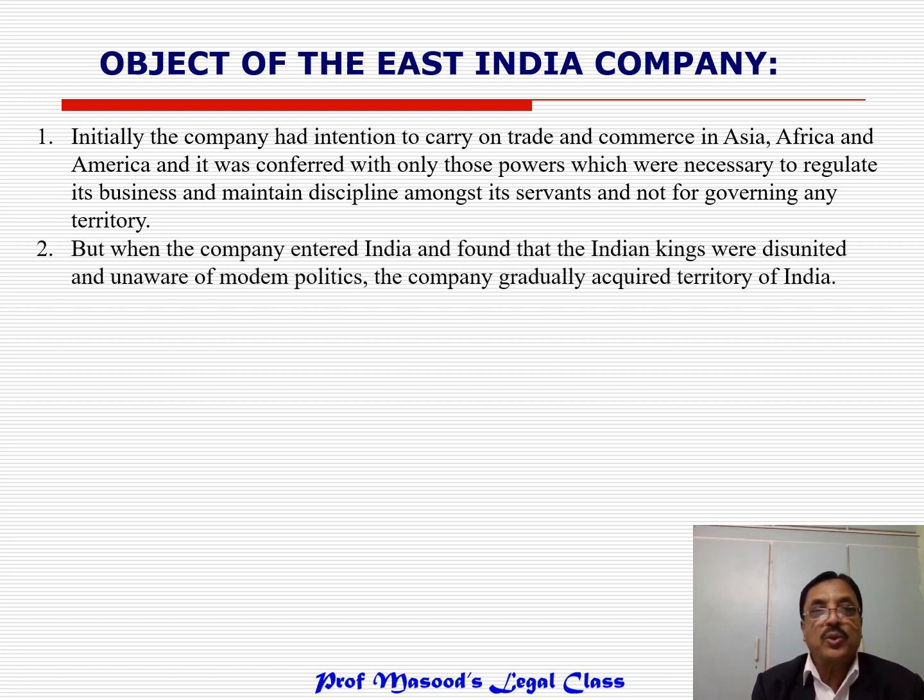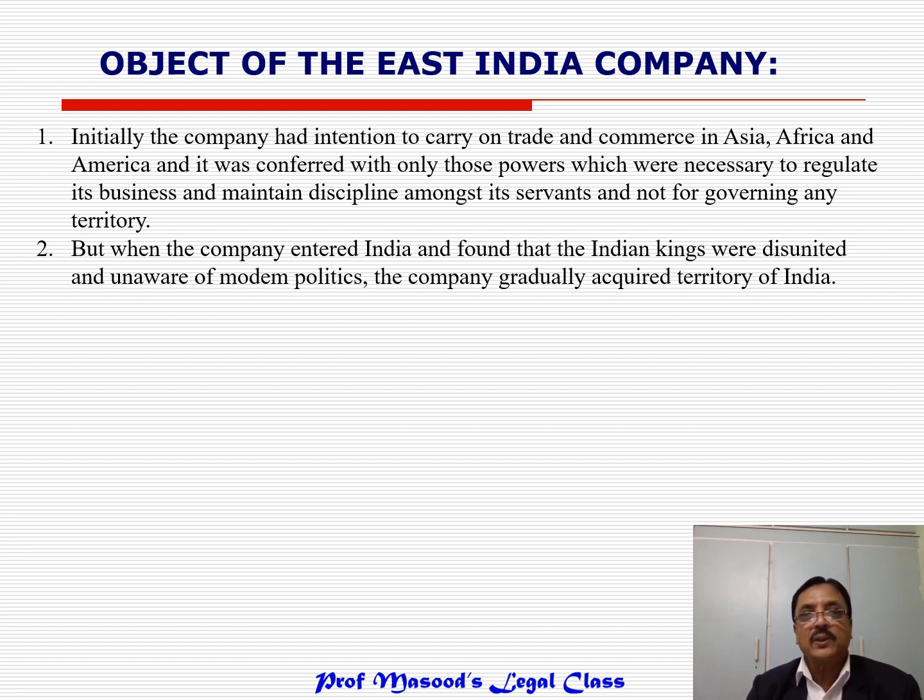Let us go to the objectives of the East India Company. Initially, the company had the intention to carry on trade or commerce in Asia, Africa, and America. As I already mentioned in the previous class, they call it East India because when they were in the UK, it is the eastern part of the world for them. Similarly, they had a company in the West Indies, the west side of the UK. That is connected to present countries and cities such as Port of Spain, Guyana, Trinidad. So these are the West Indies places.